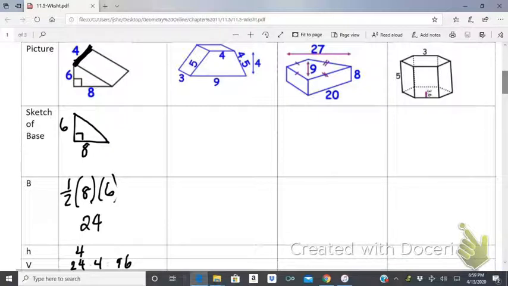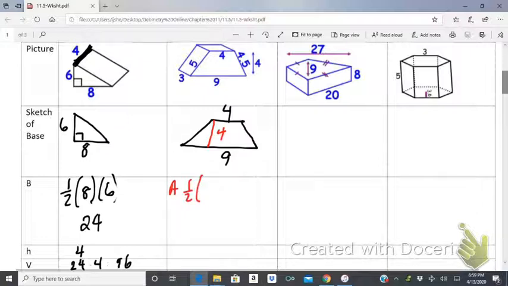Okay? Same kind of process. Alright, so now if we look right here, the sketch of the base for the next one looks like this. This is 9, this is 4, and the only other thing that I really care about is what the height of the trapezoid actually is, and the height of that trapezoid is 4.